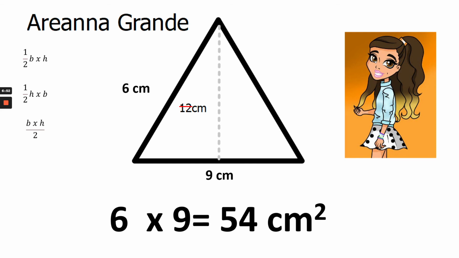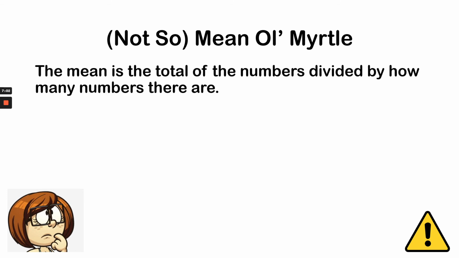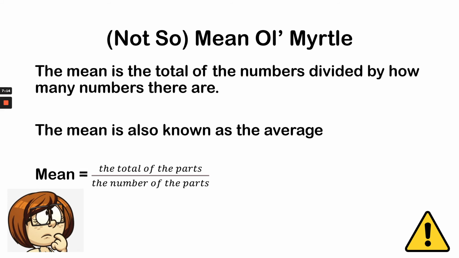Well done, Year 6. All right, our new character for the week, not so mean old Myrtle. Myrtle finds the mean of numbers. The mean is the total of the numbers divided by how many numbers there are. The mean can also be known as the average. Mean is equal to the total of the parts divided by the number of the parts.